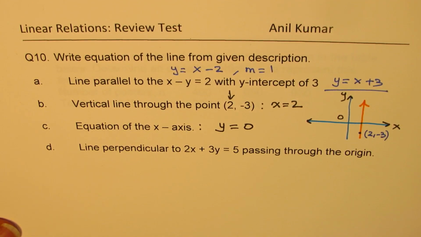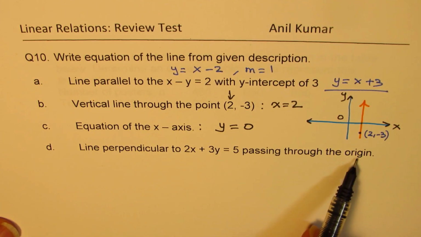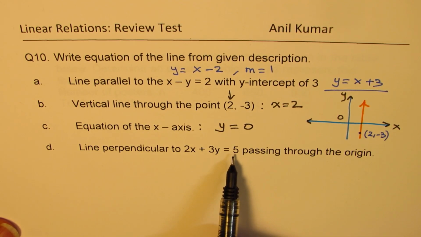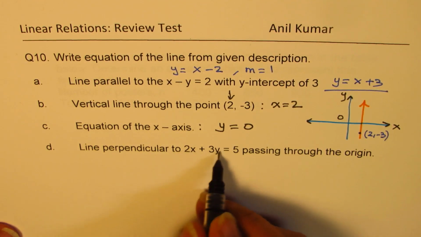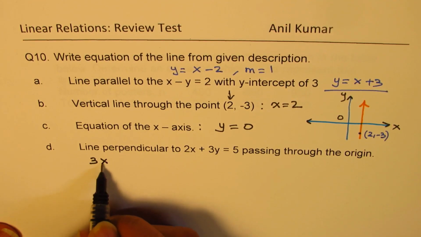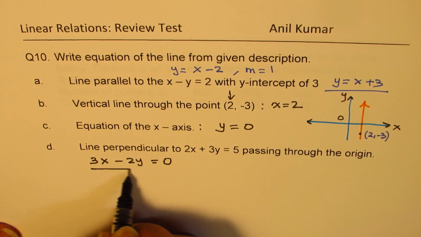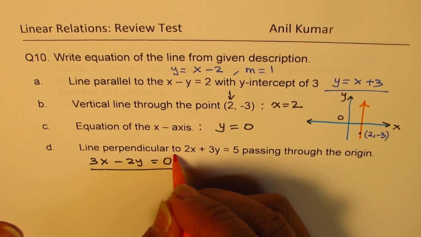Very important. D. A line perpendicular to this passing through the origin, right? So passing through the origin means the y-intercept is 0. So directly also you can write, you can swap this, right? So we get the answer as 3x minus 2y equals 0. That is the answer, right? Just swap and change the sign. But let's follow the method learned.